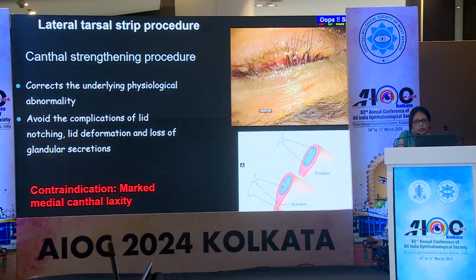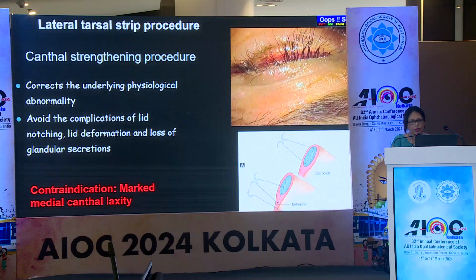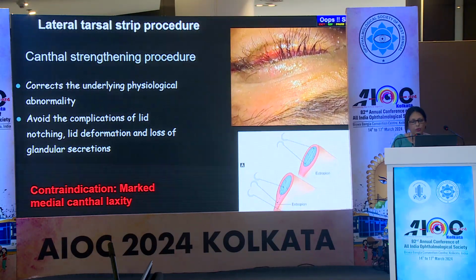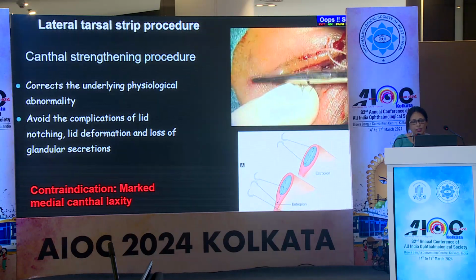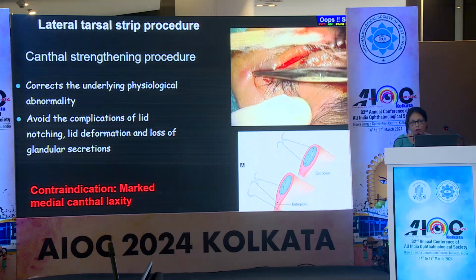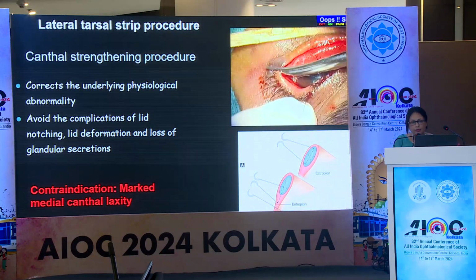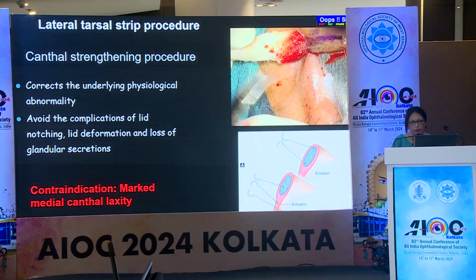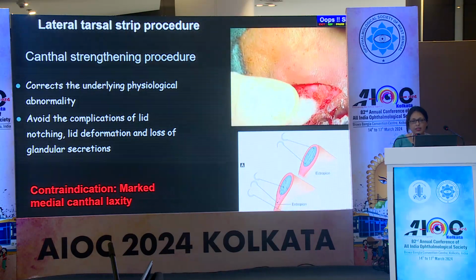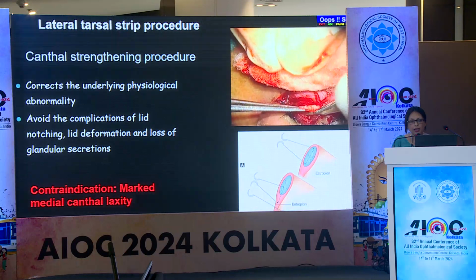So just to see the video now. So this patient has an ectropion. So what we do is we do a lateral cantholysis first, and then we expose the lateral border of the tarsus. And once a strip of this tarsus is exposed, then you just pull it up laterally.